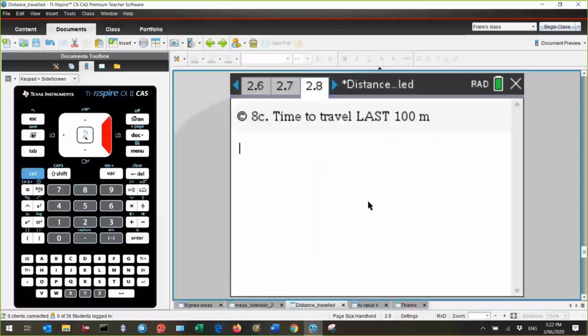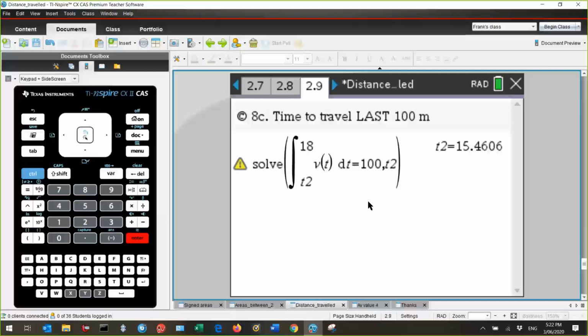The last 100 metres, so I need to solve the integral from some value t2 to 18 to equal 100, and this time it's about 15.5 seconds. So the time taken is the difference between 18 and t2.